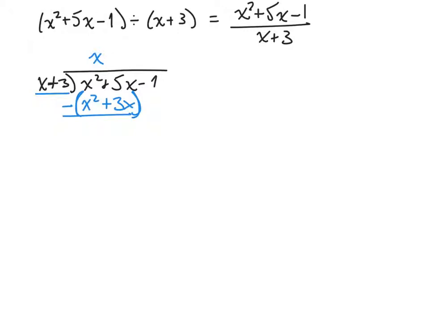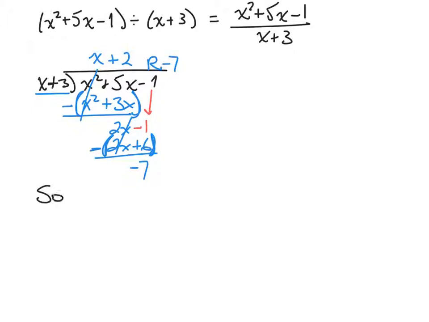X squared minus x squared is nothing. 5x minus 3x is 2x. Bring down the next term, the minus 1, and repeat the process. What do we multiply x by to turn it into 2x? And that would be 2. 2 times x plus 3 is 2x plus 6. Then subtract the whole thing. 2x minus 2x is nothing, but negative 1 minus 6 is negative 7. So we have a remainder of negative 7.